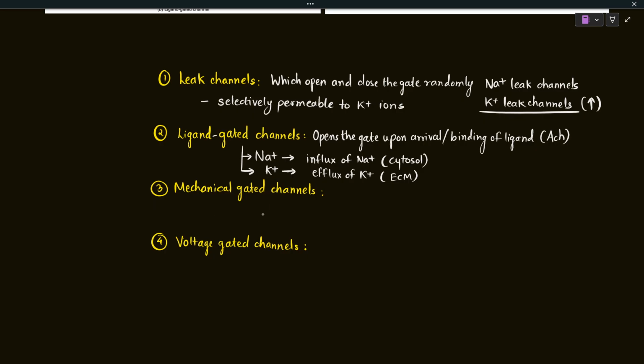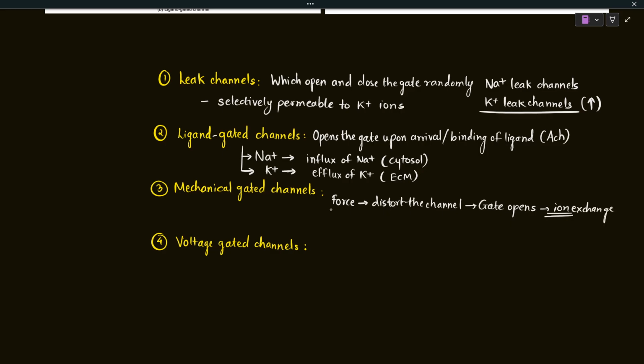Okay, then there is another type called mechanical gated channels. Those channels change their conformation due to force distortion. So there will be some mechanical force applied which is going to distort the channel, and due to the distortion of the channel, the gate opens, and once the gate is open, the ion exchange will occur.